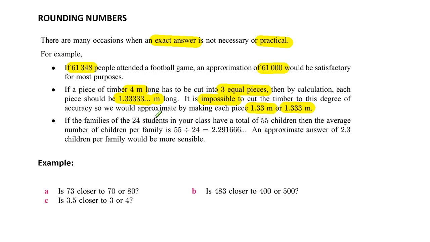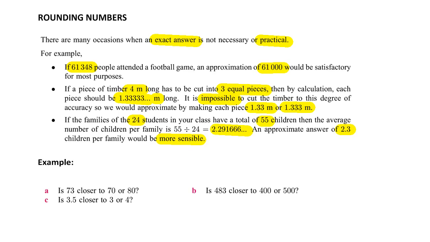What about families of 24 students in a class? A total of 55 children. Well, this would give an average of 2.2916 recurring children per family. Much better to approximate this answer, and there's your approximation, just to make the whole thing a little bit more sensible. So you can see the relevancy of actually rounding numbers.